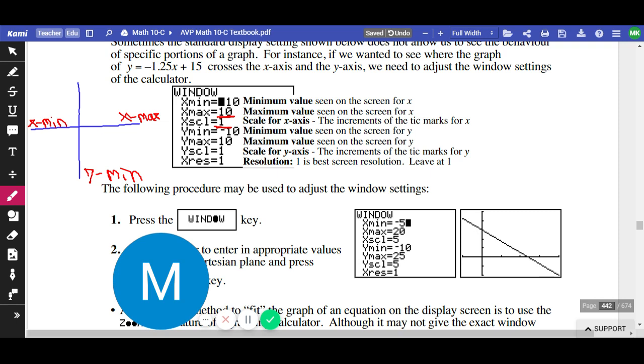Y maximum. Y maximum is how high up you want to go. We wanted to go higher, right? Our graph before, we couldn't see the y-intercept. We had to go higher up. So we need to change our y maximum from 10 to, let's say, 25.